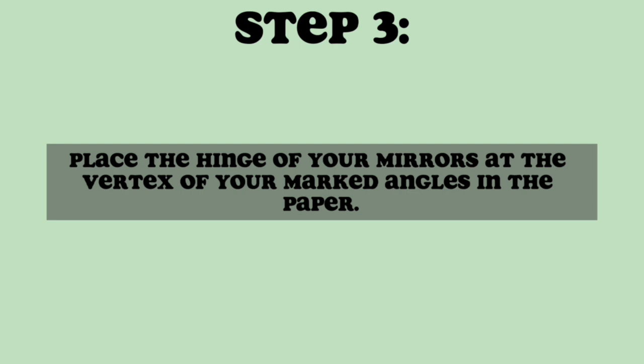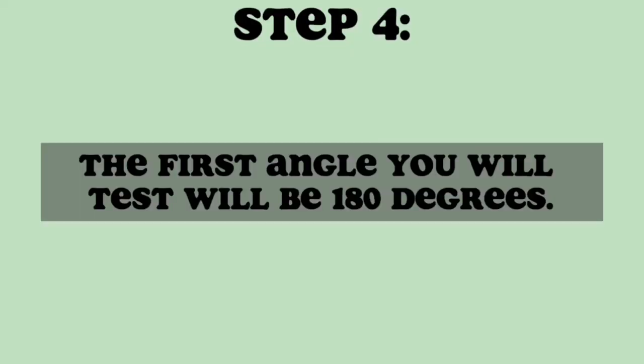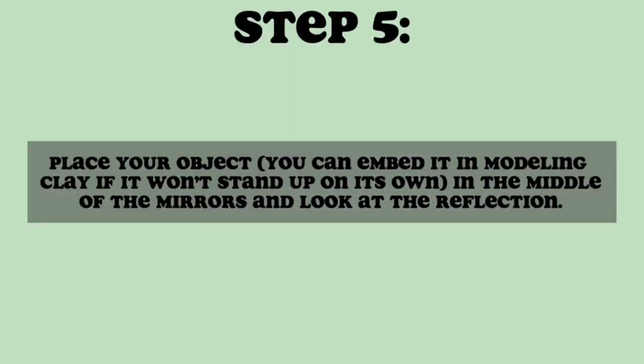Step number 3. Place the hinge of your mirrors at the vertex of your marked angles on the paper. Step number 4. The first angle you will test will be 180 degrees. Step number 5. Place your object in the middle of the mirrors and look at the reflection.